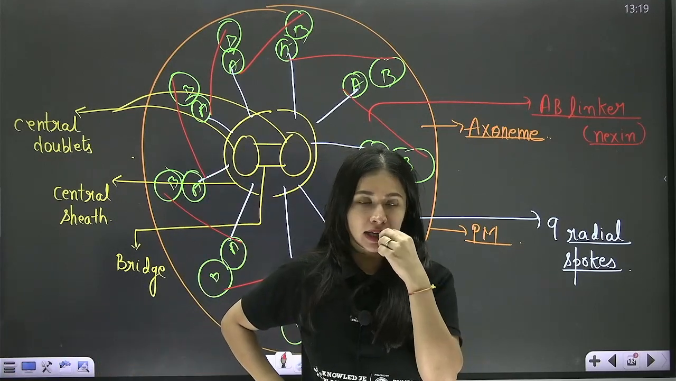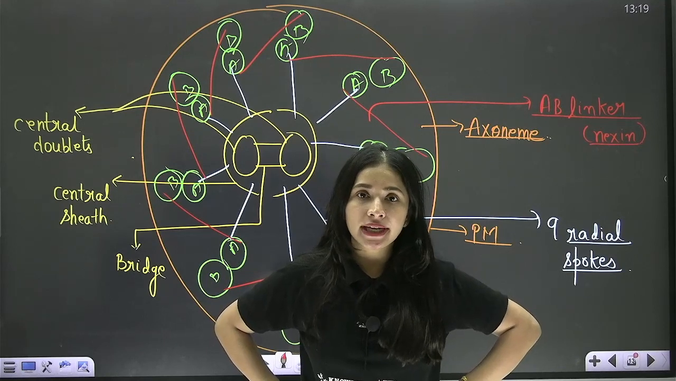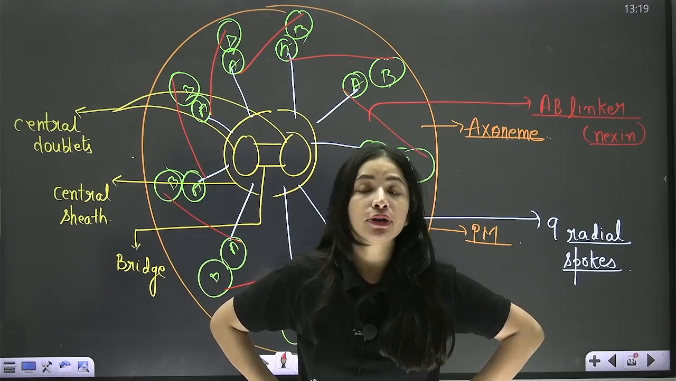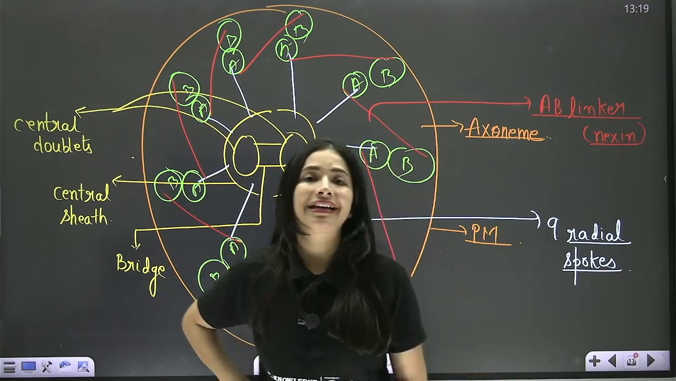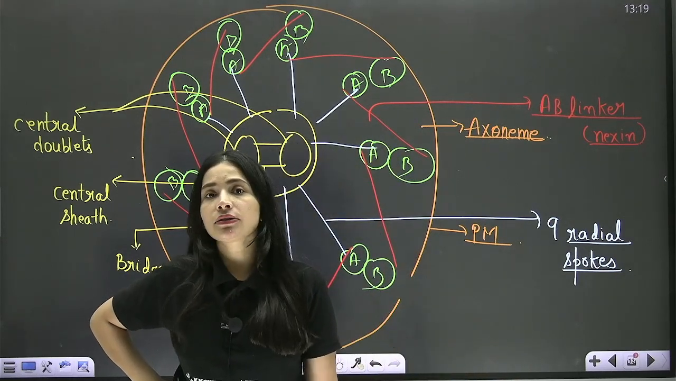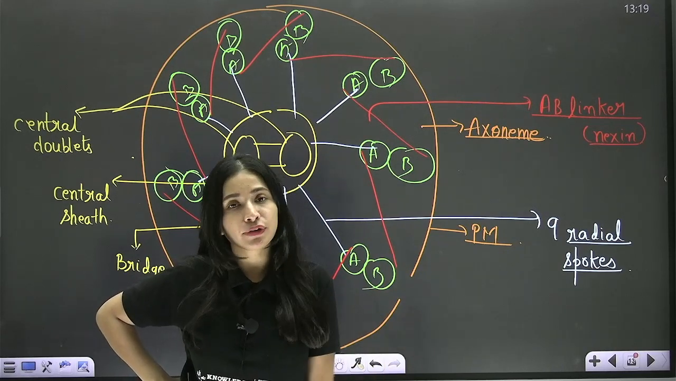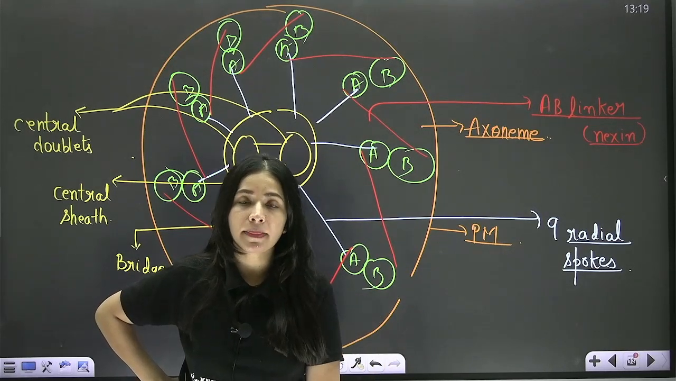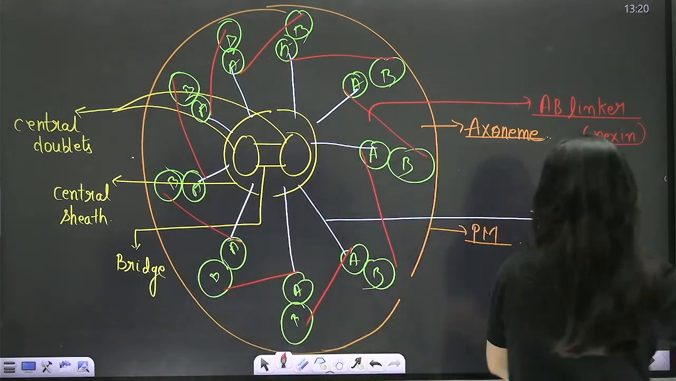Right? Understood everyone? Chalo. Very good. Now we are going to proceed further. This is all about your cytoskeleton which is there in your syllabus. But two more cytoskeletons are left. That is your microfilament and intermediate filament. So first we are going to discuss them. And then we will start with ribosomes.